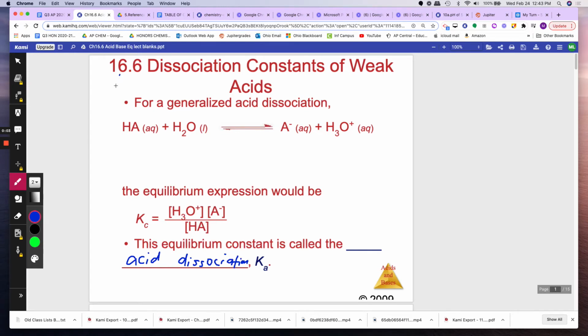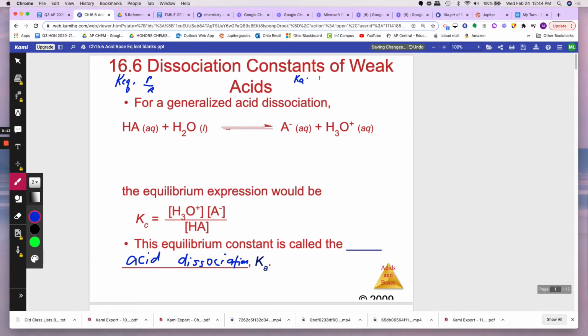So we already know what K equilibrium is. K equilibrium is equal to products over reactants. We also have something that's called Ka. Ka is the same as the equilibrium as products over reactants, but in this case we're talking about acids. Ka is called the dissociation constant.